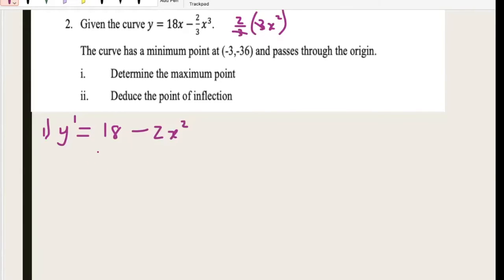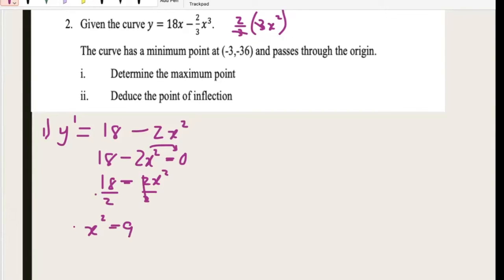Then we equate it to be equal to 0. So I have 18 minus 2x squared equals 0. I'm going to carry over the 2x squared, so I have 18 equal 2x squared. So divide both sides by 2. This cancels. So I have x squared equal 9. Square root. And once you square root it, it is plus or minus 3. So here I have x is positive 3 and negative 3.